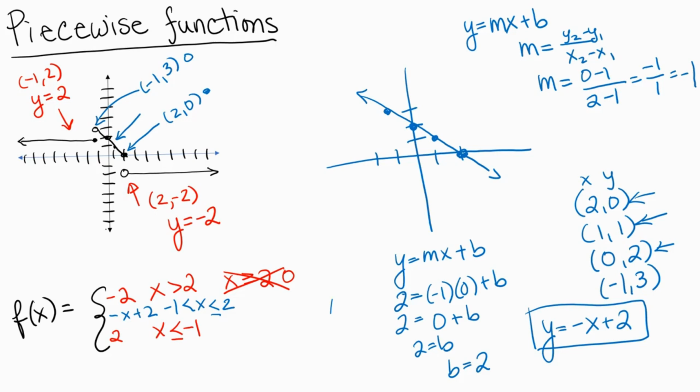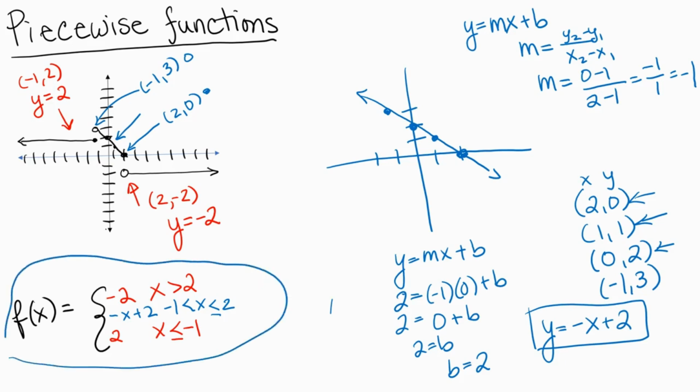And that is how you are going to solve this. So our final answer for this specific one is going to be f of x equals -2 when x is greater than 2, -x plus 2 when x is between -1 and +2 and equal to +2, and f of x is equal to 2 when x is less than or equal to -1. And that is how you are going to solve this problem.